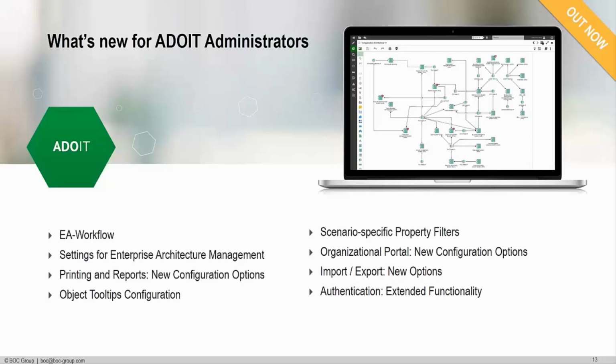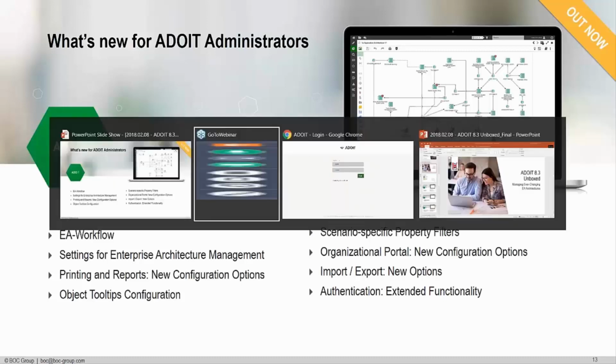But other configuration options in the administration toolkit are related to the object tooltips that pop up and what attributes are going to be visible in the pop-up window that appears, and also settings around printing and reports, assigning the property filters to the various scenarios, and lots of other configuration options. But today we're going to focus mainly on the enhancements that affect the typical user in the web client.